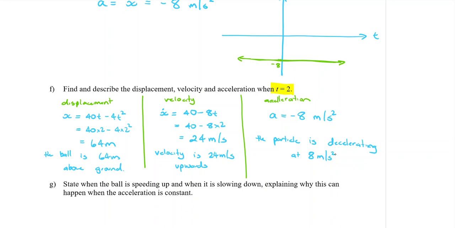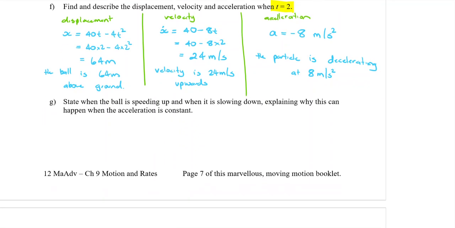All right, so there is one last little describe thing here. State when the ball is speeding up and when it is slowing down. Explaining why this can happen is when the acceleration is constant. All right, this is speed versus velocity though. If I was talking about the velocity, it is slowing down the whole time. If I talk about speed, it starts really fast, it slows down to the top, and will speed up again as it goes back down to the ground, because speed doesn't have a direction that the velocity has.